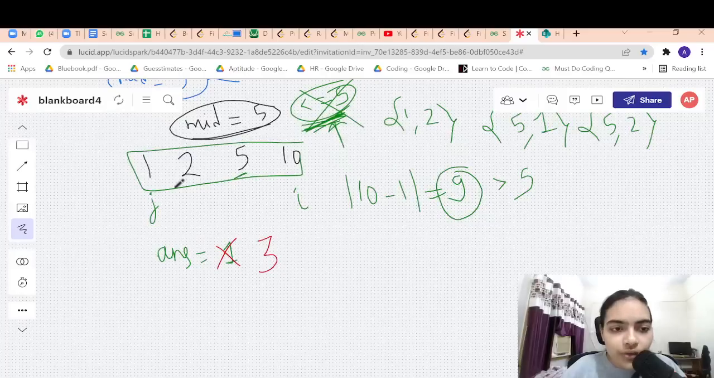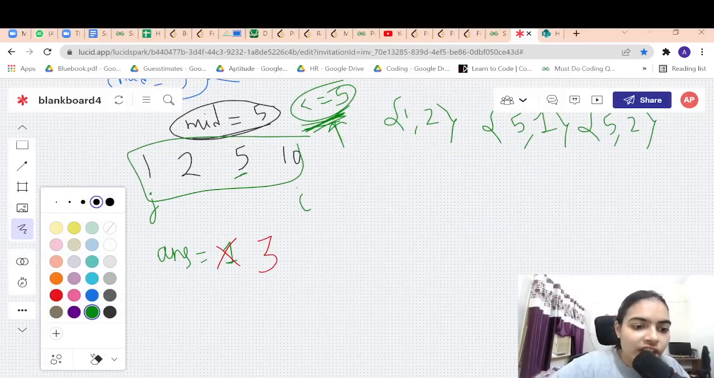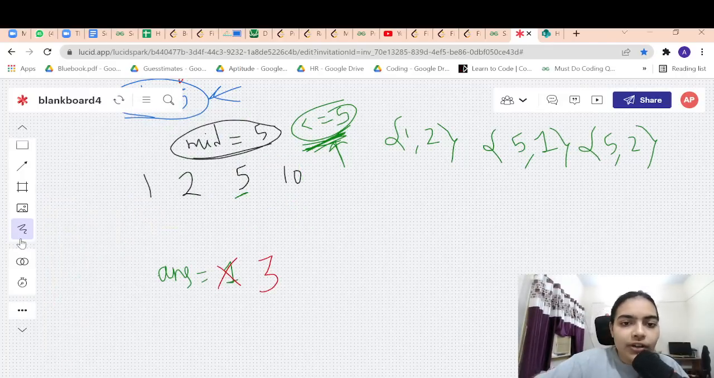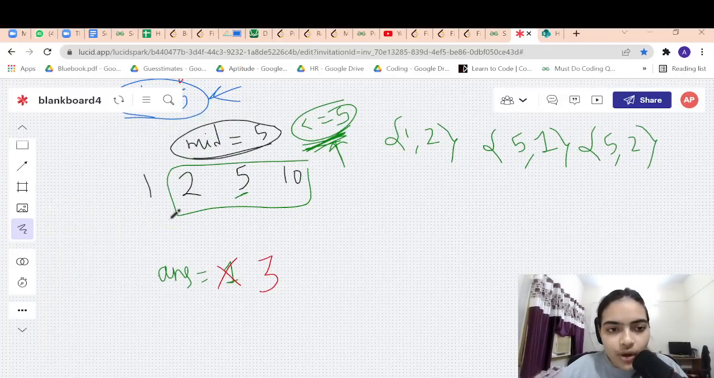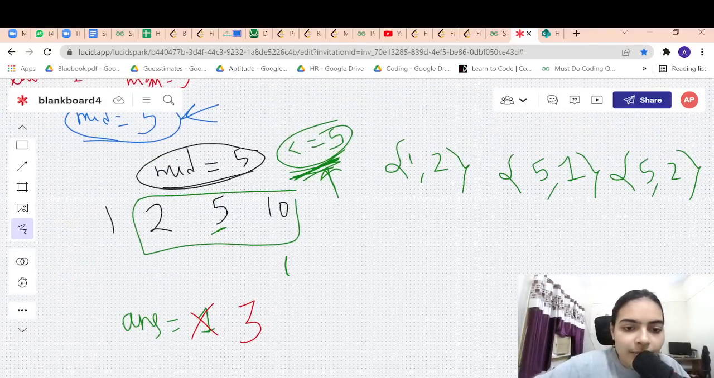So now what will we do? We will increment the j pointer, okay? See, currently this is our i, this is our j. Now just because we have a higher difference, what I will do is increment my j pointer for the first time. So what I am doing now is incrementing my j pointer. This is my i, this is my j, okay?